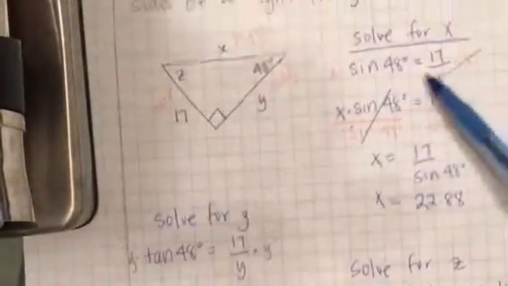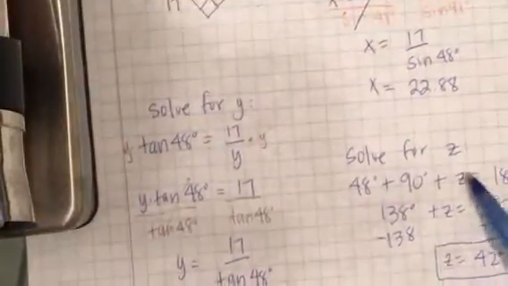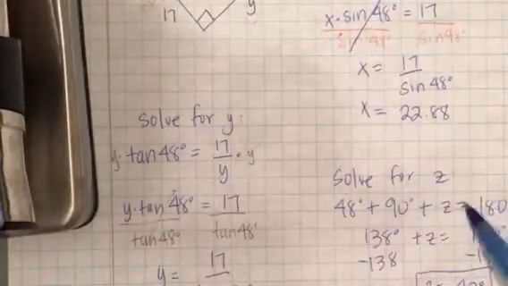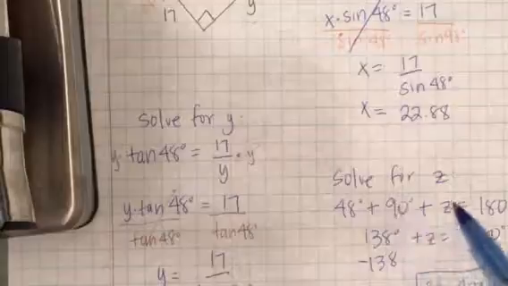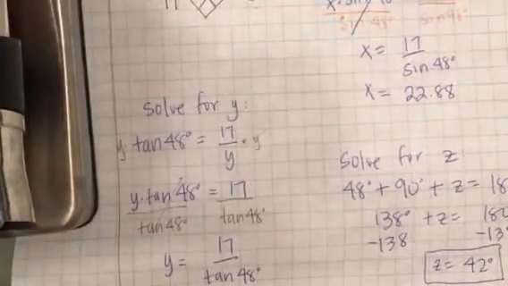All right, so that's it, guys. All you're doing is first solving for x, then solving for y, and then solving for z. Z is the angle, and in this case, we know that the angles add up to 180. So I set up an equation equal to 180 with the angles that I had and what I didn't know. Solved the equation, and I was left with 42 in this case.